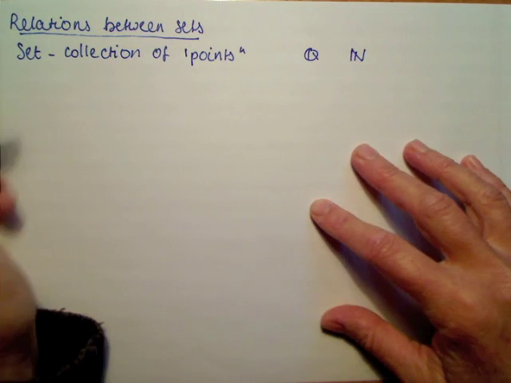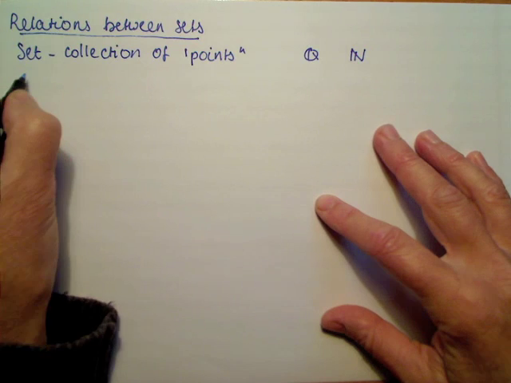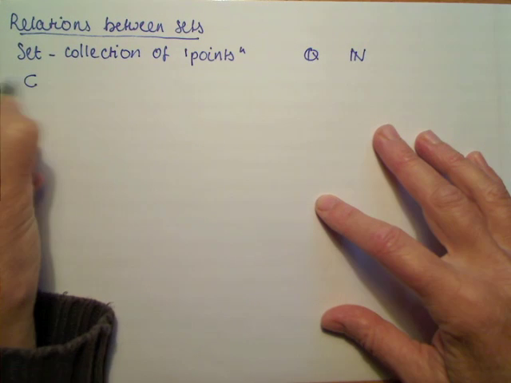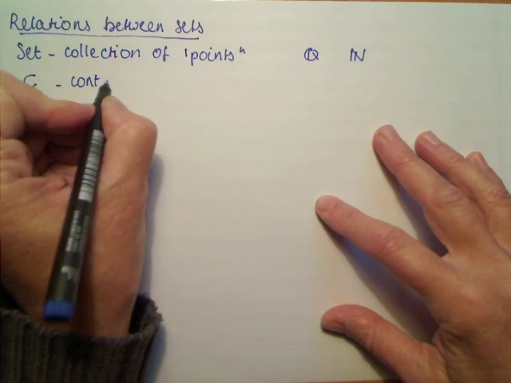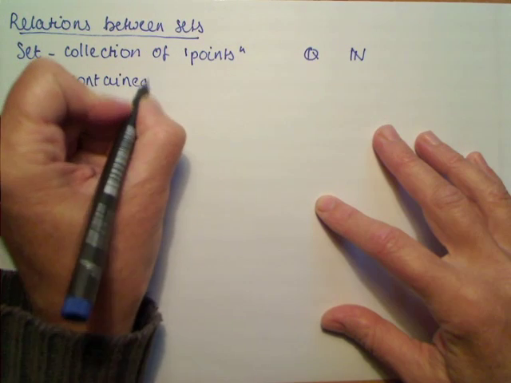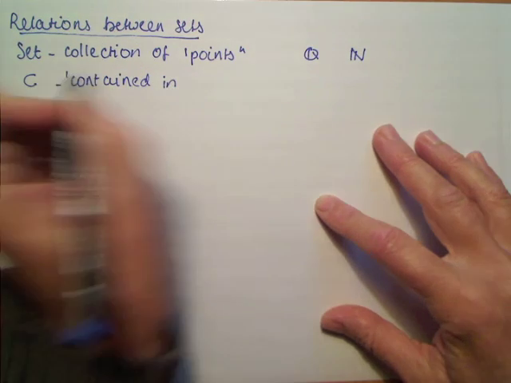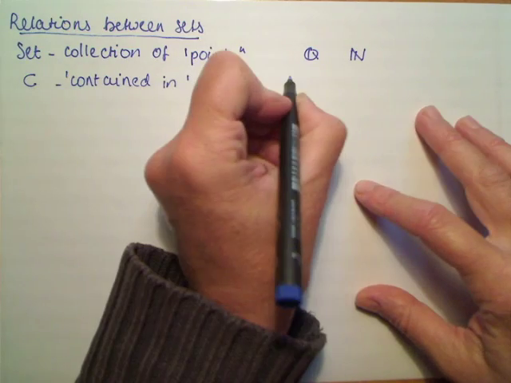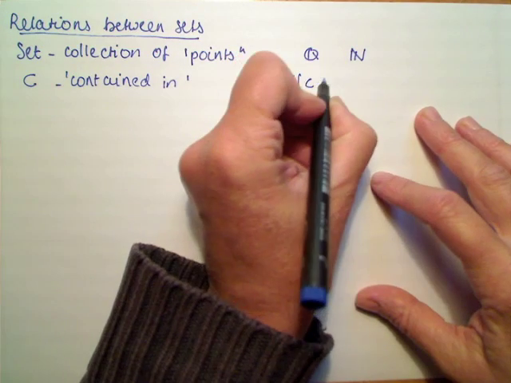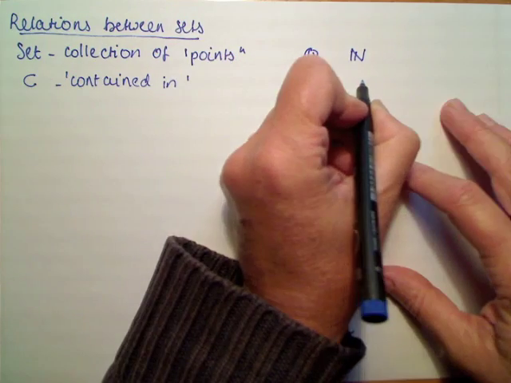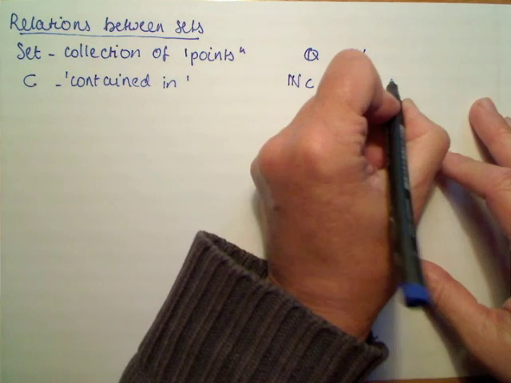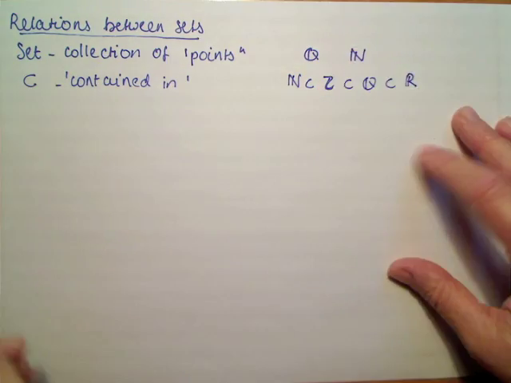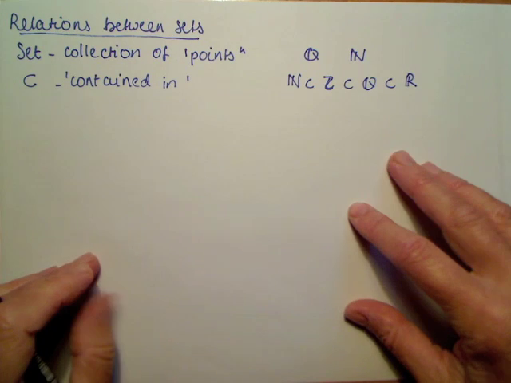Of course, we can have a certain relation between sets. One set can be contained in the other, and we know it by the symbol. For instance, the natural numbers are contained in the set of integers, which in turn is contained in the set of fractions, and this is contained in the set of real numbers.